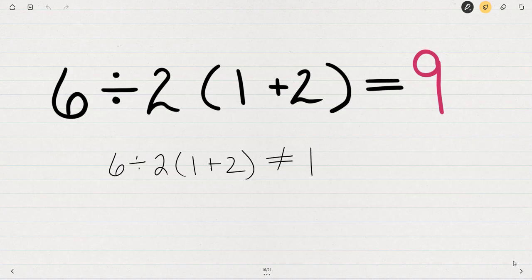Let me show you an example that comes up so often. 6 divided by 2 times a quantity of 1 plus 2. And let me tell you that this is firmly always 9. It's not sometimes 9. I assure you it is always 9.